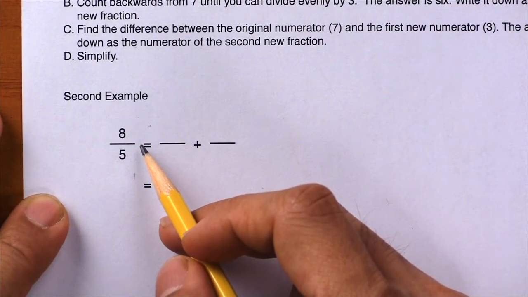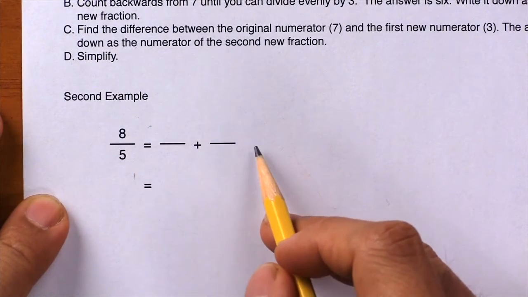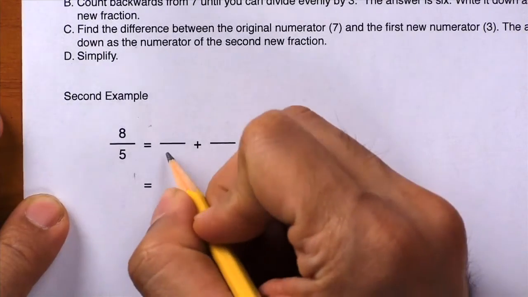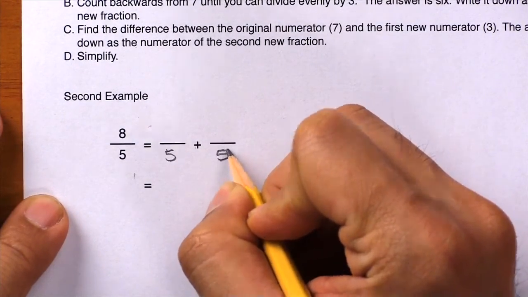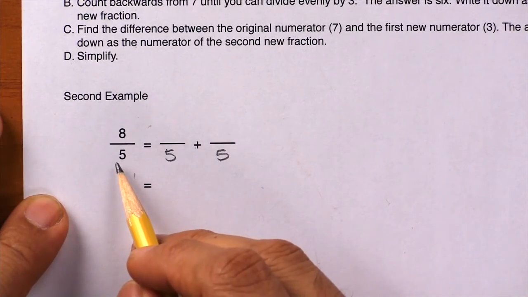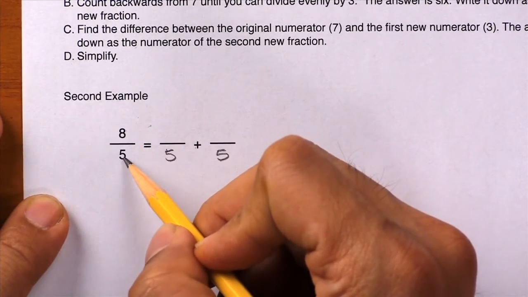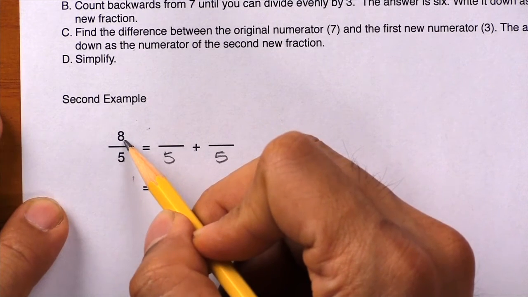Let's go over one more example. Here's our second example. We have the fraction 8/5, and we're going to break it up this way. Since we're working with fifths, we write blank over 5 plus blank over 5. And this makes sense because fifths plus fifths give you fifths. Now, look at 8 divided by 5. Can you do that evenly? No, so count backwards from 8.